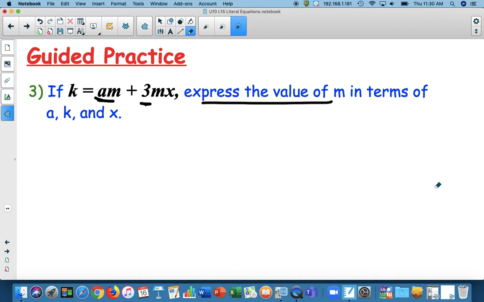So if I have two m's, what that means is that I have to factor out, or I have to figure out a way to get m by itself. All right? So I'm going to actually factor out the m. I'm going to do a GCF so I can have just one m by itself. So if that's the case, what I'm going to have here is k is equal to m times a plus 3x. Okay? Again, that's isolating the m, which is what we want to do.